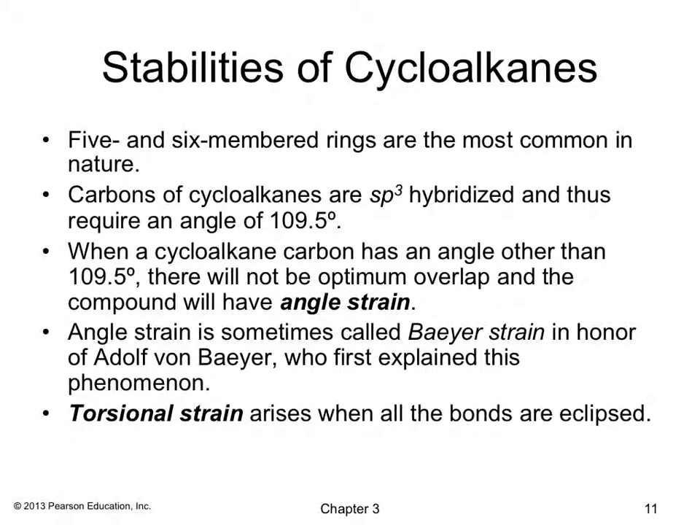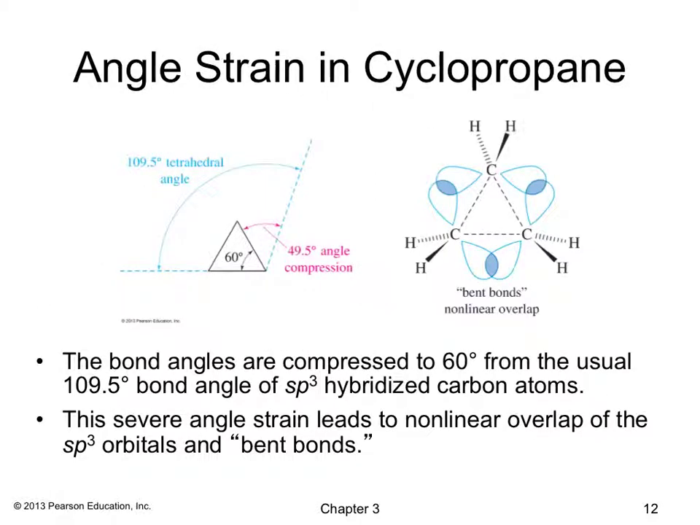Angle strain is sometimes called Bayer strain in honor of Adolf von Bayer, who first explained this phenomenon. Torsional strain arises when all the bonds are eclipsed. And again, we'll show you examples of that.